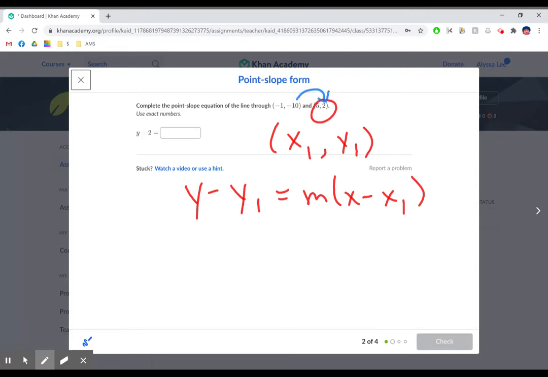Let me find the change in y over the change in x. So if I go from negative 10 to 2, that's going to be plus 12, right? And then a change in y, if I go from negative 1 to 6, that's a plus 6. So simplify that to just a 2, right? 12 divided by 6, your slope value is 2. Okay, so let's just put it all together.